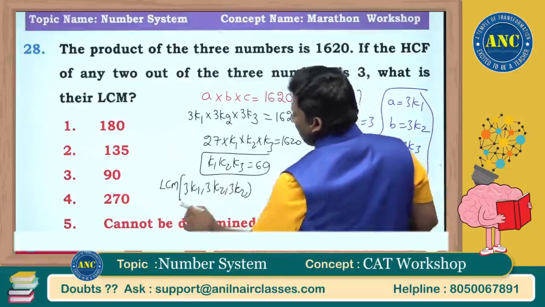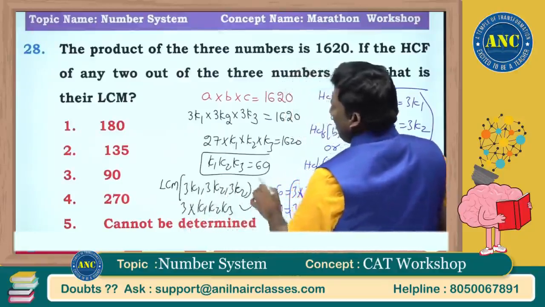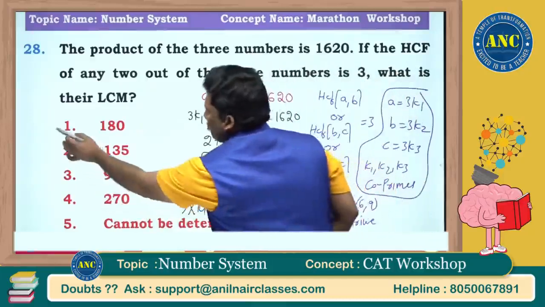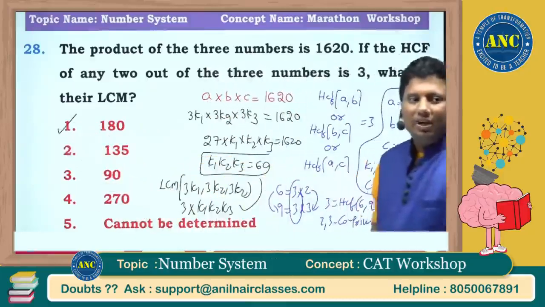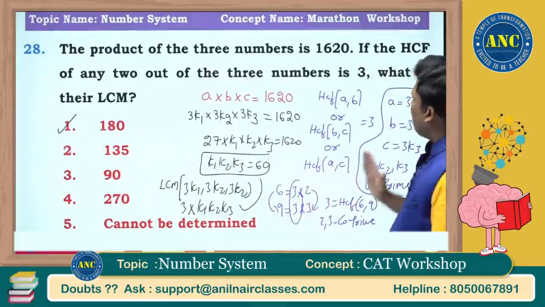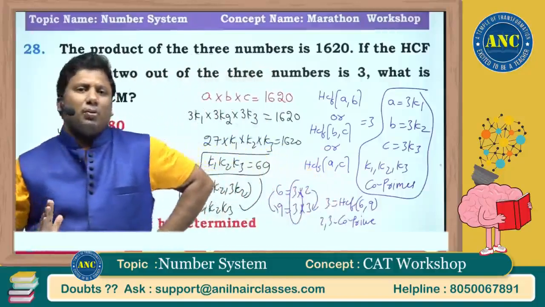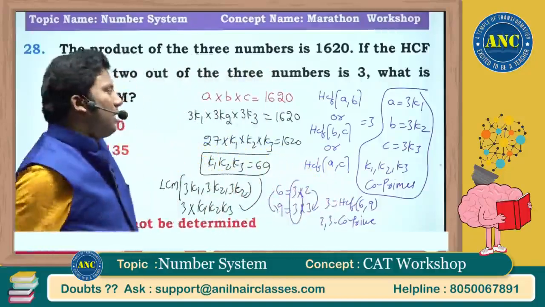So this 3 is nothing but the common factor. LCM of co-primes is their product. 3 into 60, it is 180. I hope the idea is clear. So this is a beautiful question which talks about how to use the co-prime concept.